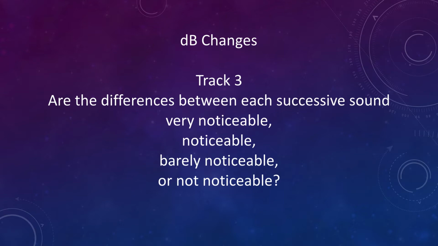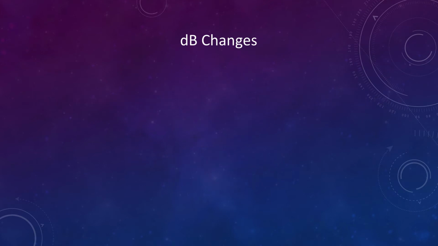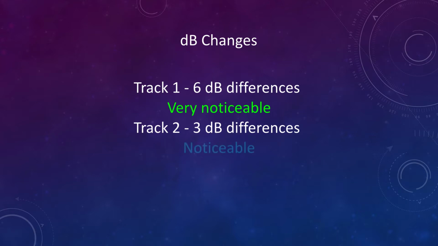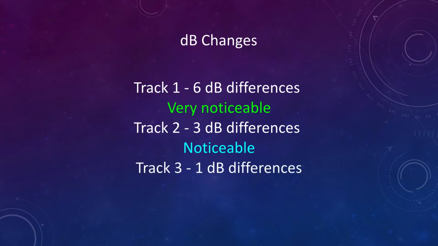On the first track, each noise burst was 6 dB less than the one preceding it. You should have heard a very noticeable difference from one burst to the next. On the next track, the noise bursts decreased by 3 dB each time. You should have been able to tell that there was a difference, but not a lot. On the final track, the noise bursts decreased by 1 dB each time. Here, it should have been difficult to hear a difference from one sound to the next.